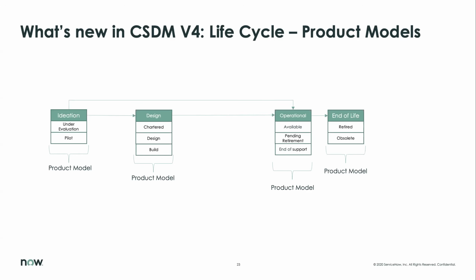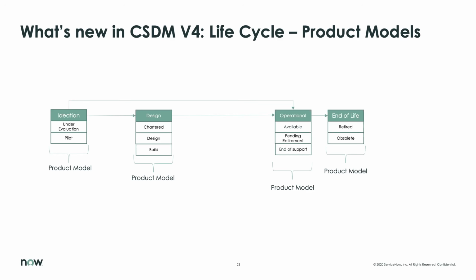So if you look at product models and how we manage our products, our digital products, it starts with ideation and then moves into design and then operational and end of life. And it might go from ideation straight to operational if we don't have any design activities that are needed. So this becomes the life cycle of a product. The bold portions are our lifecycle stage, and the elements underneath each bold piece are our lifecycle stage status. Now this gives us visibility into the overall lifecycle of a product, including our digital products.